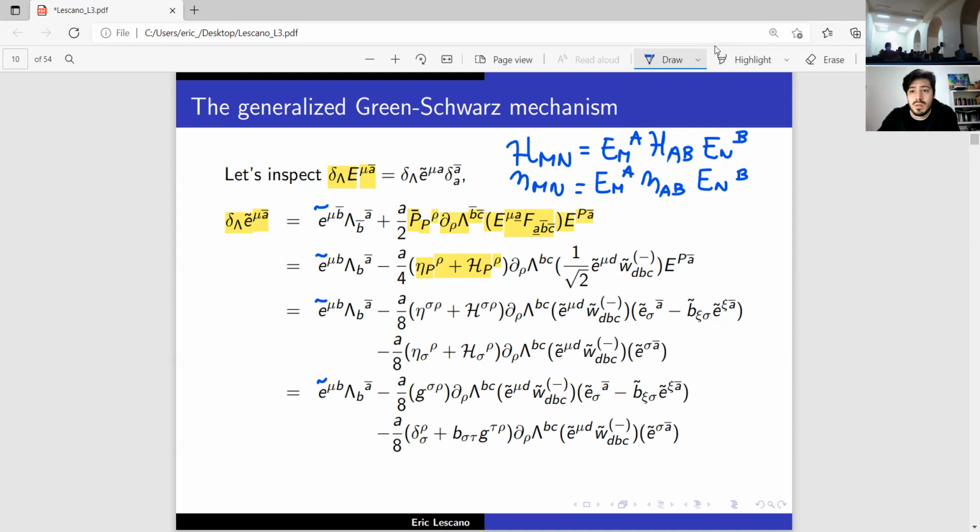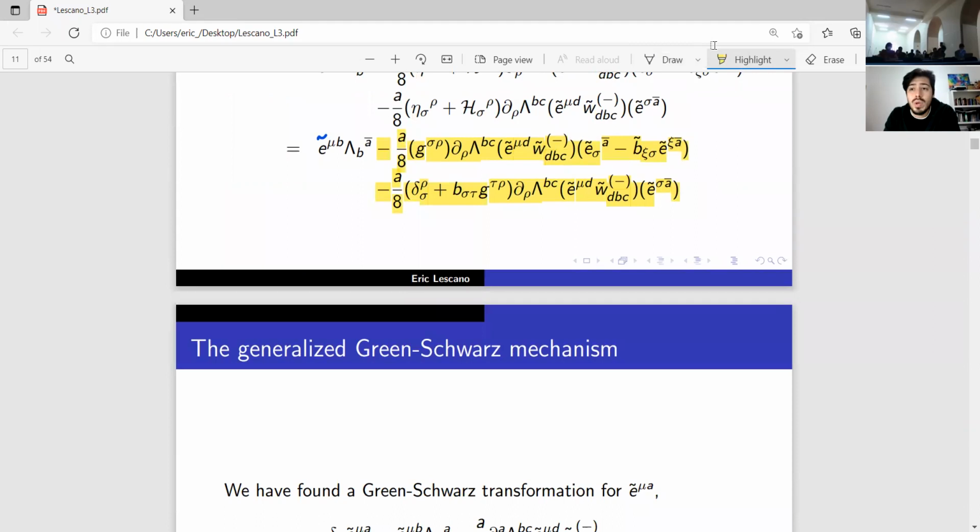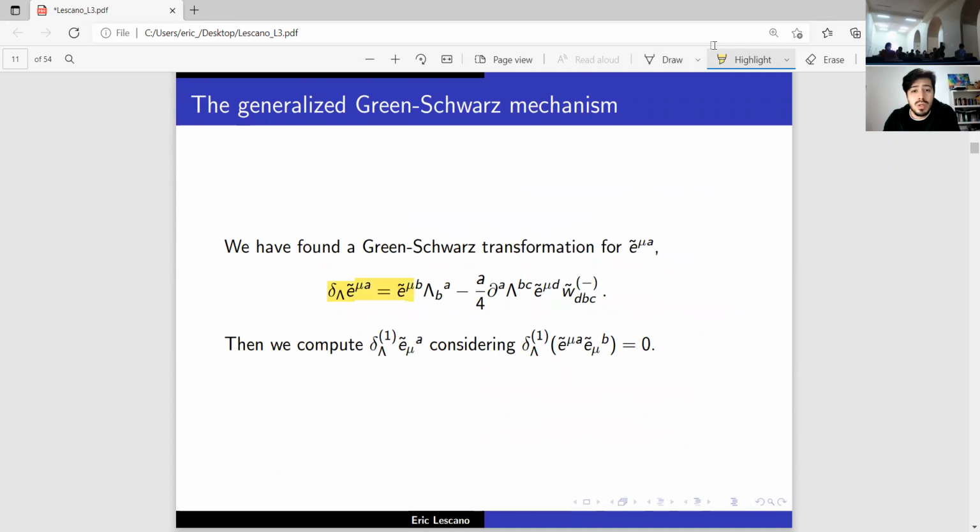So if you perform this computation, at the end of the day, we are going to obtain some extra terms over here. In fact, the V contributions cancel each other, and we have just one term over here. I am going to show you this term. If we parameterize our Green-Schwarz proposal, we obtain this transformation. We obtain a Lorentz transformation. Okay, this is what we want.